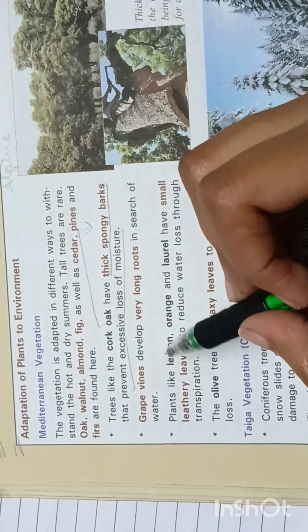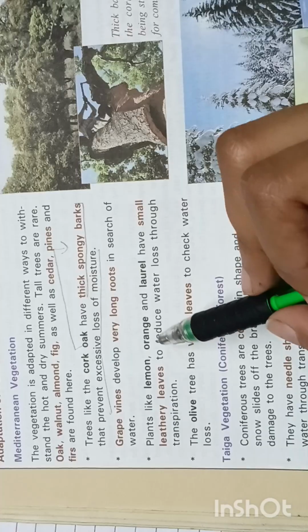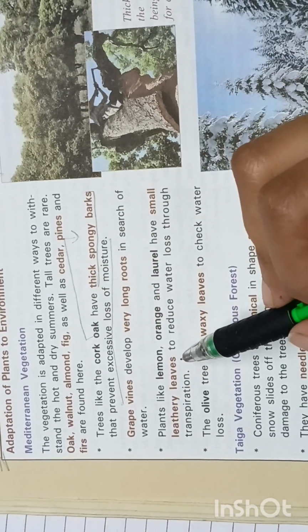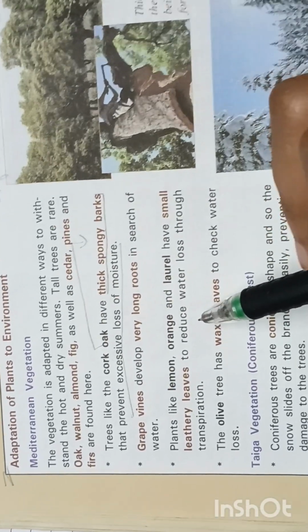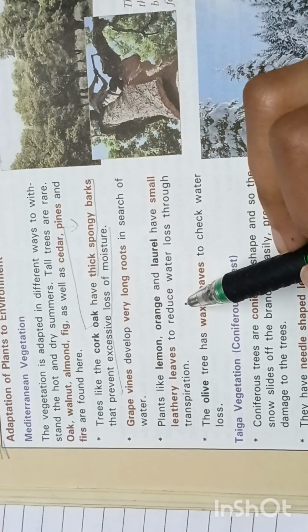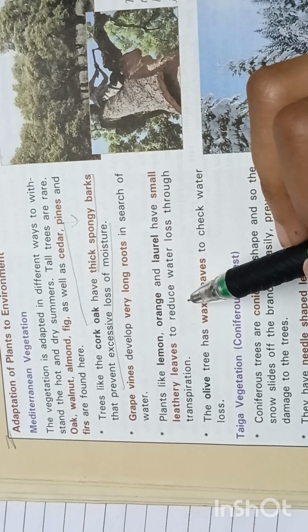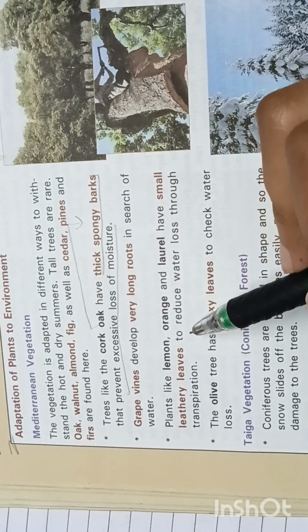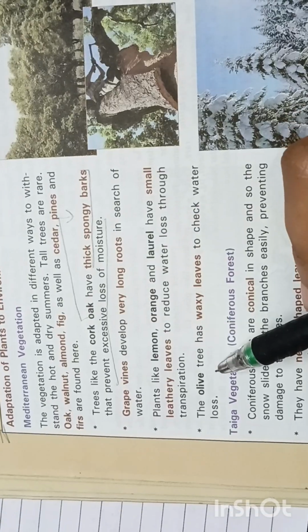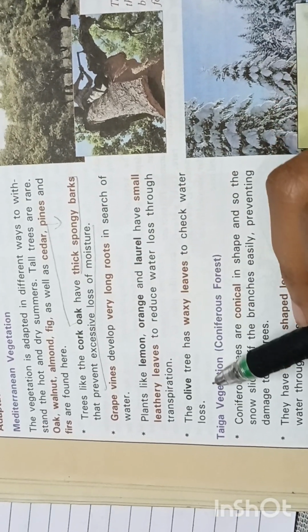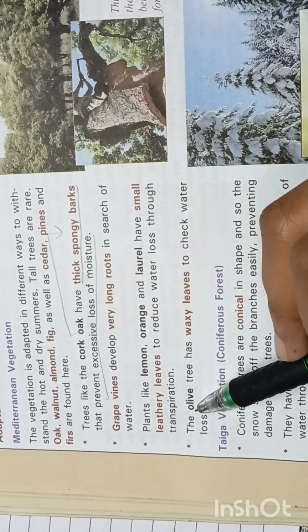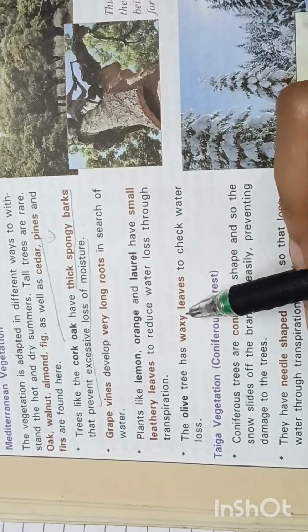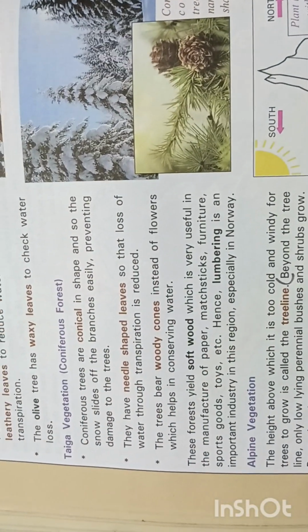and search for water. Then plants like lemon, orange, and laurel have small leathery leaves to reduce water loss. If the leaves are small, the loss of water through transpiration will be reduced. That is why they have small, leathery leaves. Then the olive tree has waxy leaves to check water loss. This olive tree is extra modified. It has waxy leaves to check how much water it is losing.